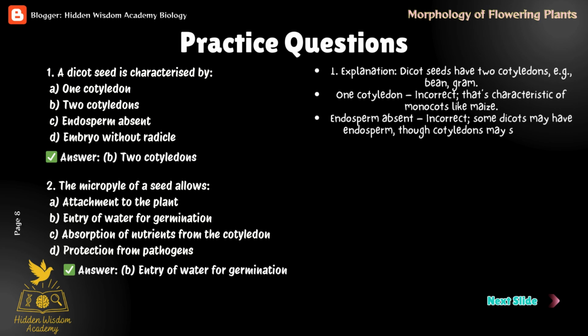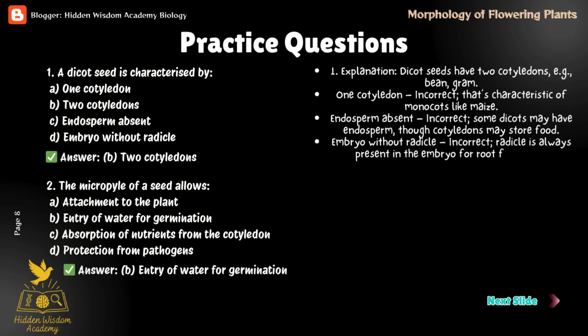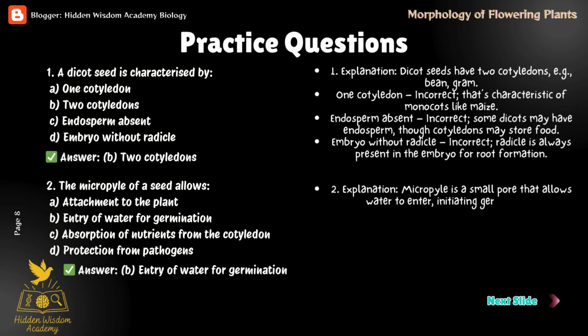Explanation. Option A, 1 cotyledon, is incorrect because that is a feature of monocot seeds, such as maize. Option B, 2 cotyledons, is correct because that is a feature of dicot seeds, like in bean and gram. Option C, endosperm absent, is wrong because some dicot seeds may still have endosperm, even though the cotyledons store most of the food. Option D, embryo without radicle, is incorrect because the radicle is always present in the embryo for root development. So, option B is the correct answer, that is 2 cotyledons.